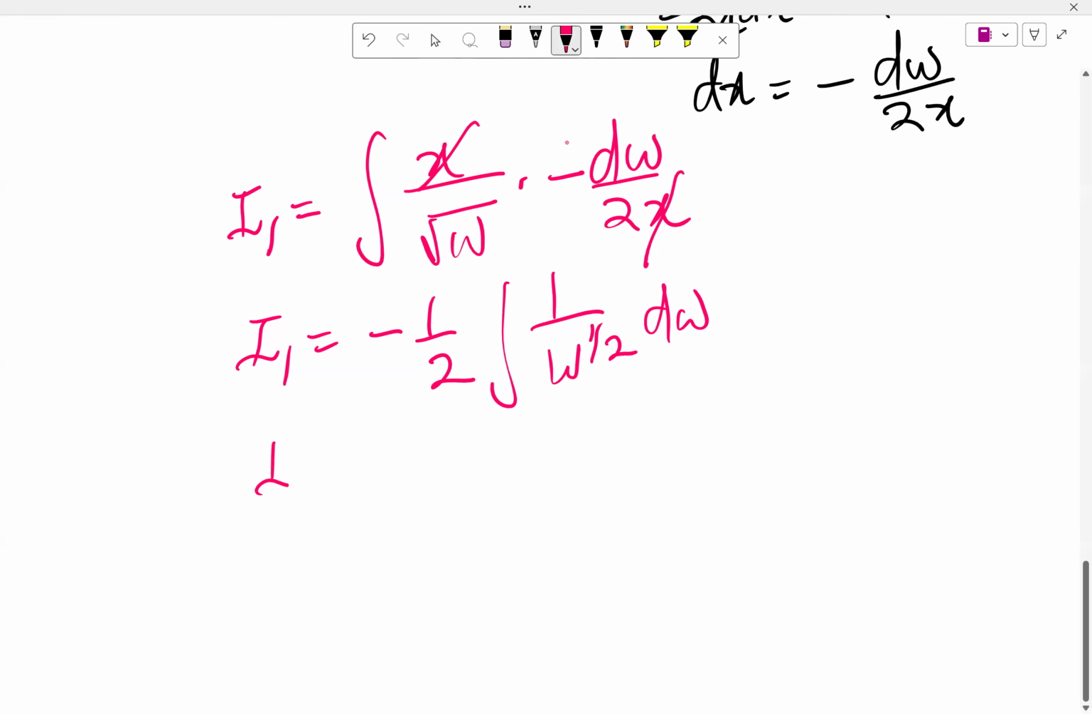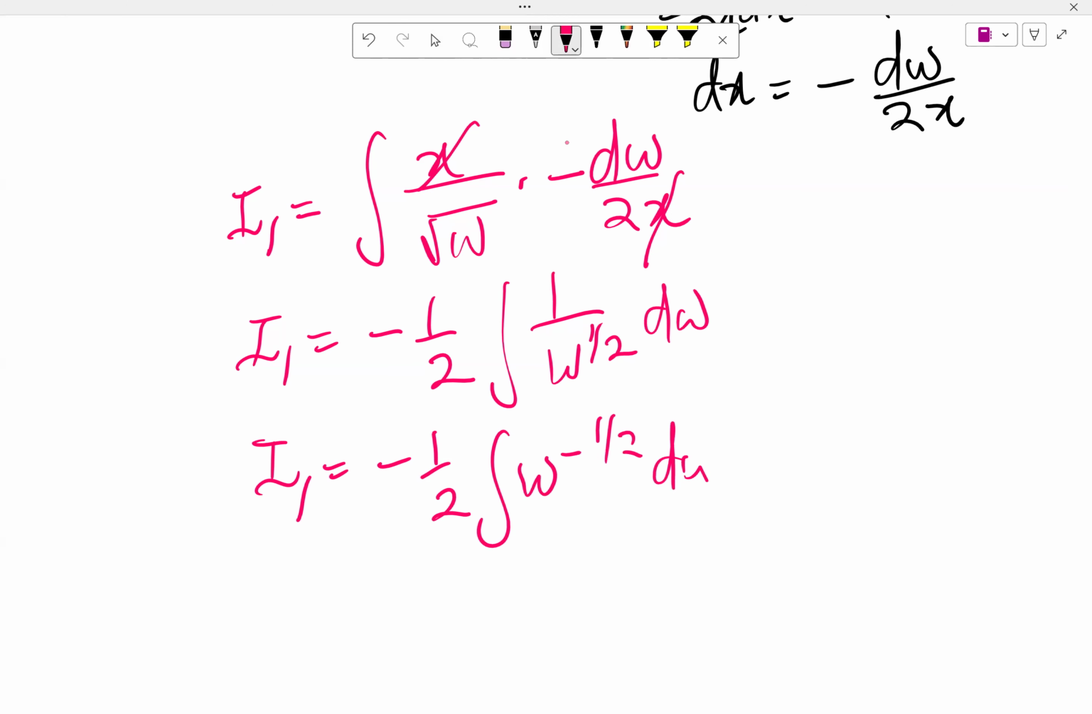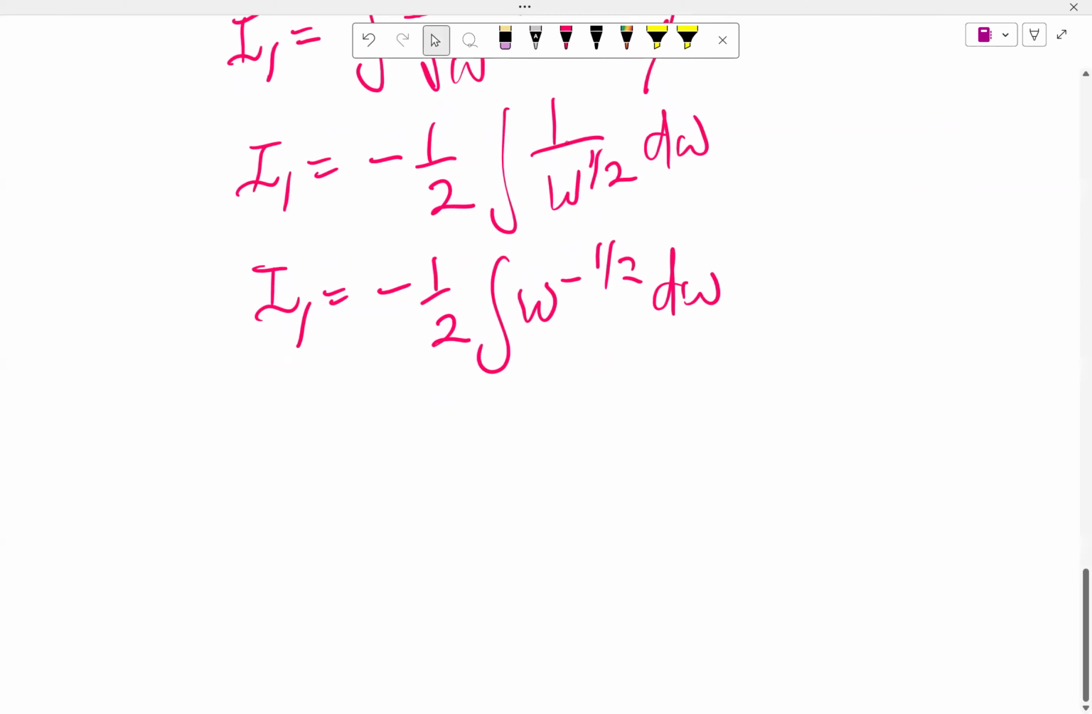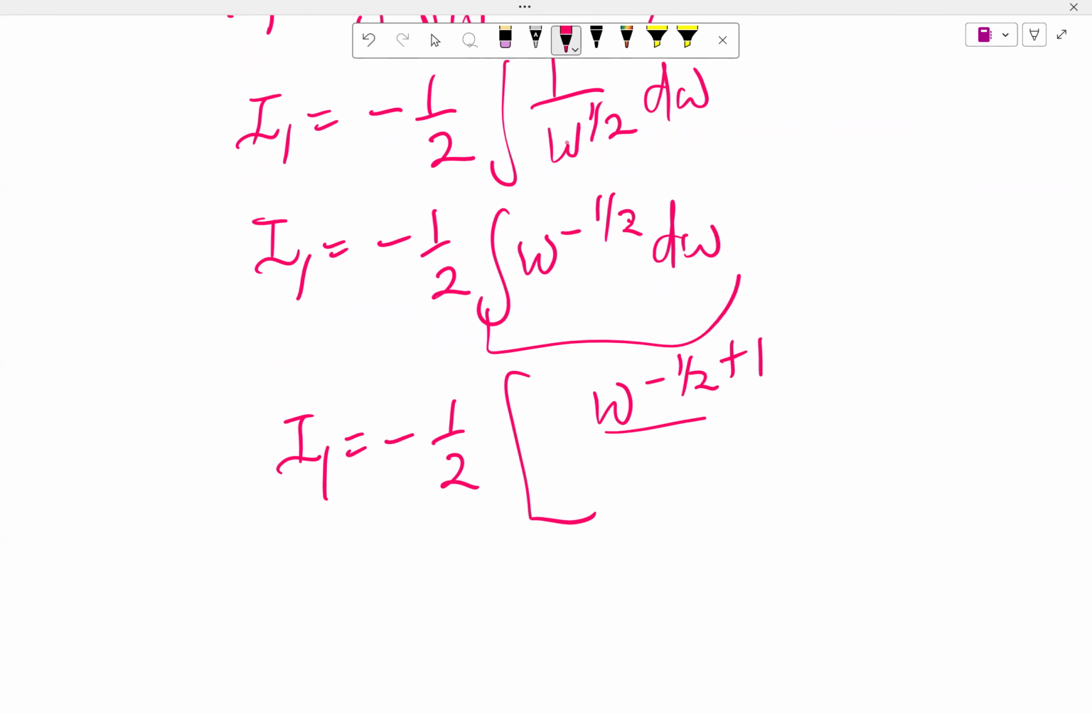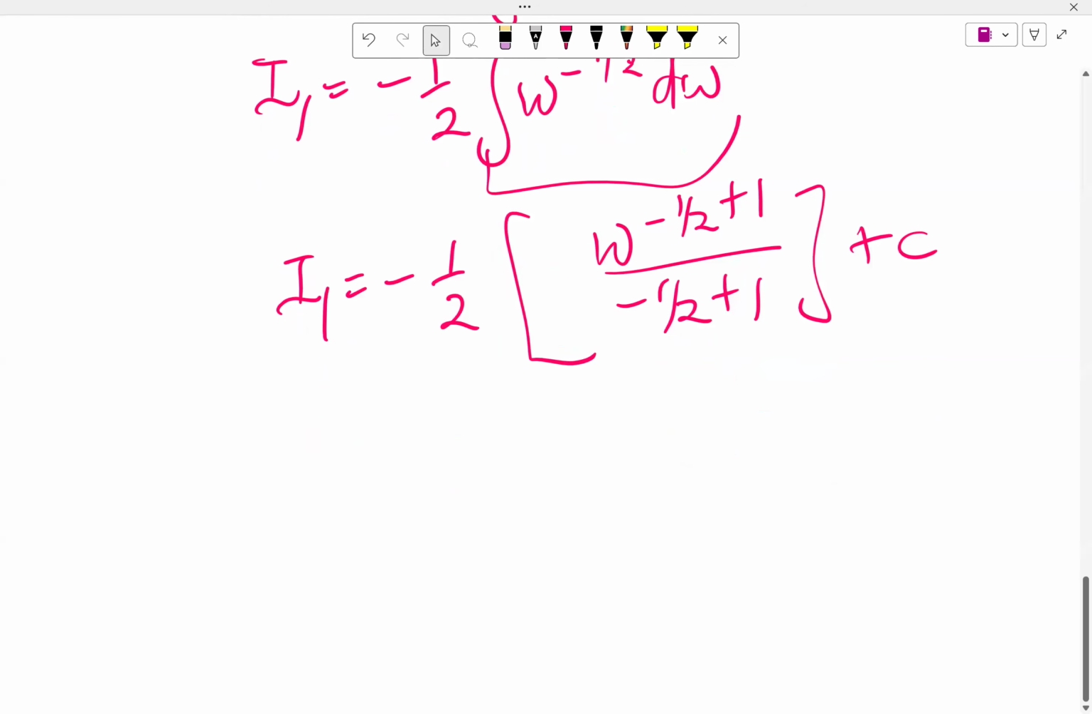So that means that I1 is equal to minus 1 over 2 integral of w raised to power minus half dw. And then we can integrate this straight now because we can easily increase the power by 1 and divide by the new power. So I1 now is minus 1 over 2 into w raised to power minus 1 over 2 add 1, divided by minus 1 over 2 plus 1, all that plus maybe constant c. So everything is looking good.